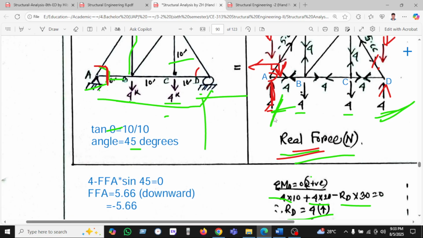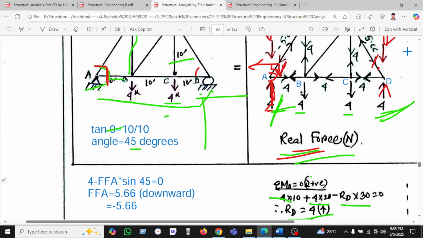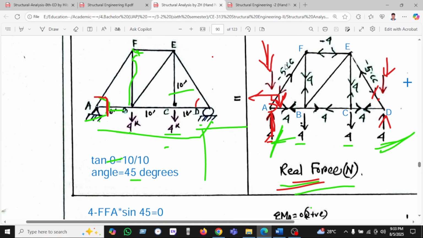Sorry for that. So as we have been seeing here, 4 is upward. FA, which is the vertical force of FA, is sin 45. As we calculate FEA is 5.6, as we've been seeing here, the 5.6 is downward, so you can see minus 5.6. Okay, so in this case we have found the 5.6.